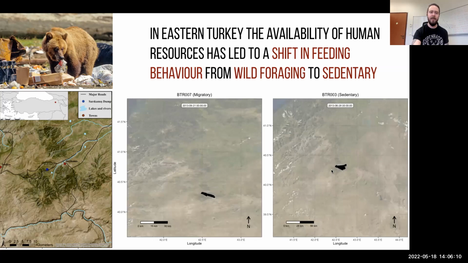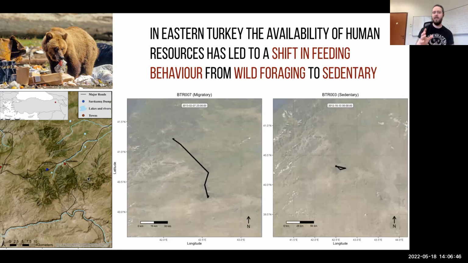In contrast to that, we have other bears, which we've named, quote unquote, sedentary bears, which have established themselves in the Sarıkamış garbage dump here. Sarıkamış is an open garbage dump, and these sedentary bears spend all year round roughly within 1 or 2 kilometers of this garbage dump. They feed solely on the resources within the dump, and they don't go forage for food, as opposed to migratory bears, which forage several kilometers in search of food and then come back to hibernate.